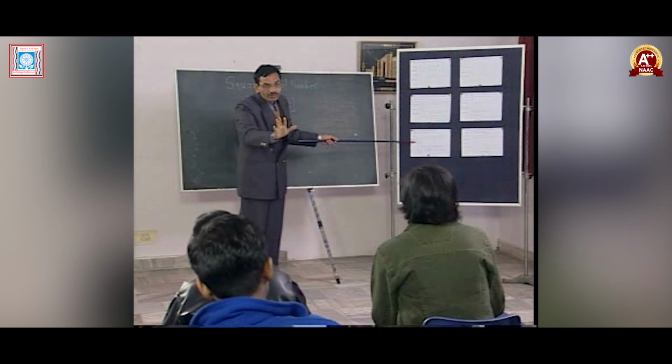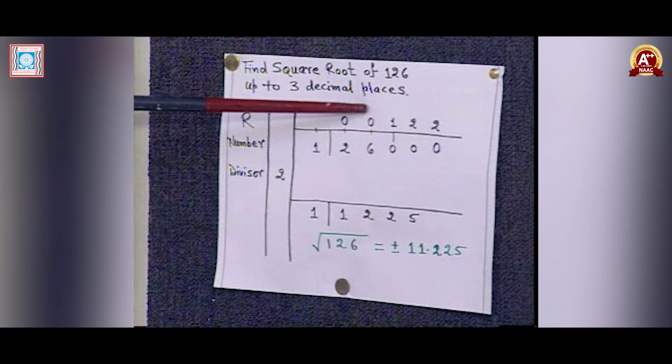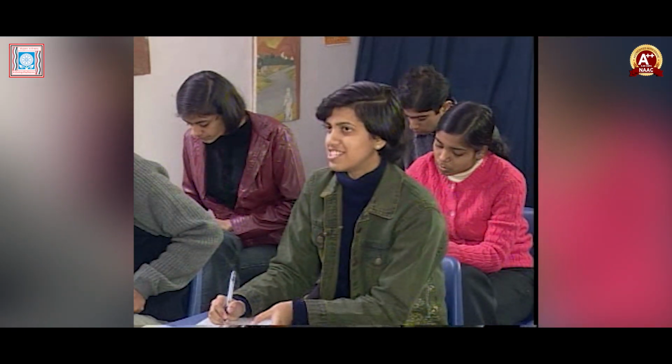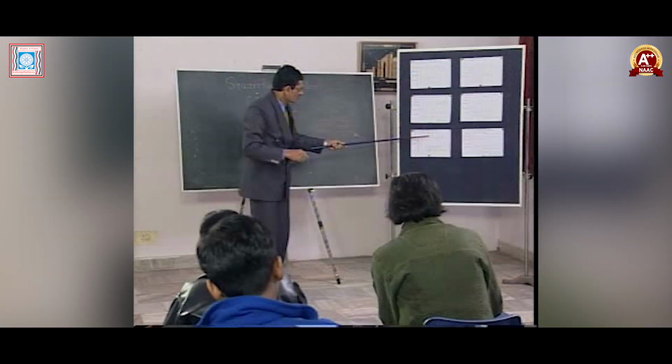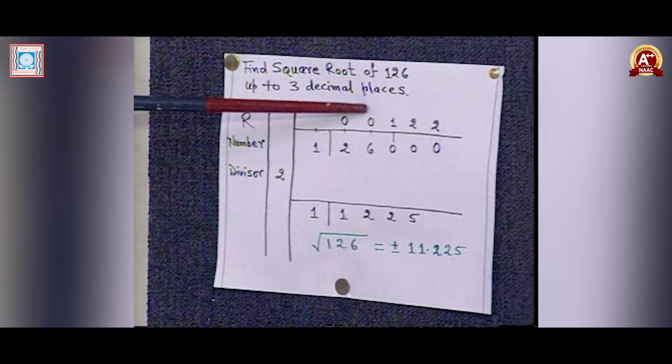Why 2? 2 into 1 is 2, and 1 minus 1 will be 0. So we get the remainder as 0. Not the whole remainder, but the first digit of the remainder, 0. Next one, 0, 2. We divide it by 2. We get the quotient as 1 and the remainder as 0.